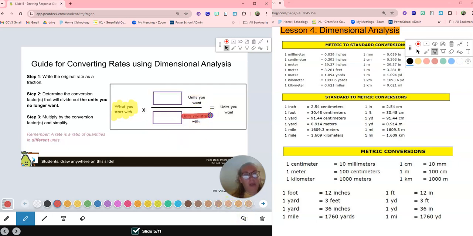On the bottom, we're going to put the units that you started with, and on top, you're going to put the units that you want. Okay, and we do that purposefully because the units that you start with will cancel out and you're left with those units that you want as your final answer. After you multiply by that conversion factor, you simplify and get your answer. And remember that a rate is a ratio of quantities in different units. Okay, I'm going to go to slide 6 next.